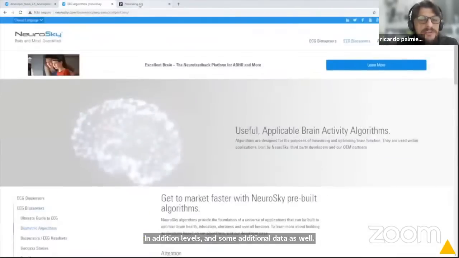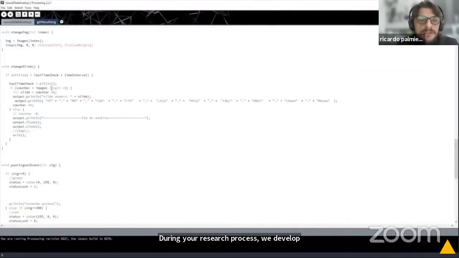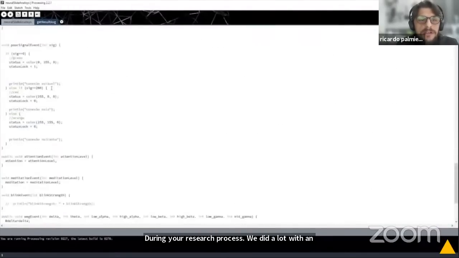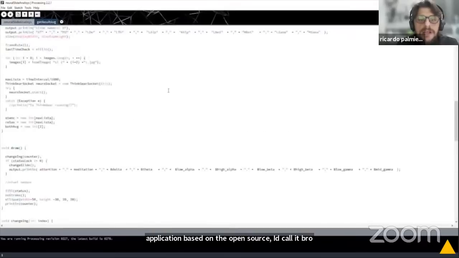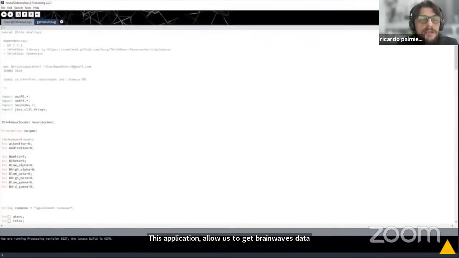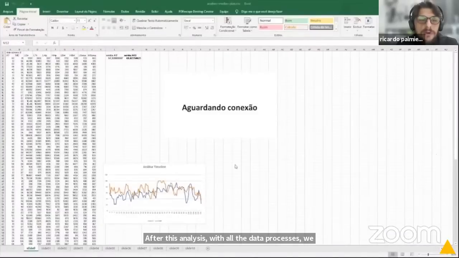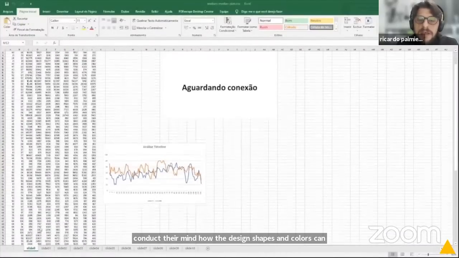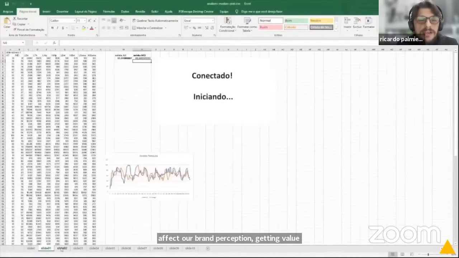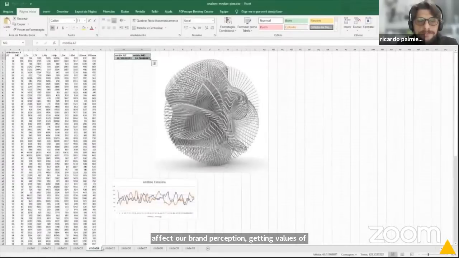During our research process, we developed an application based on the open source IDE called Processing. This application allows us to get brainwave data in a determined time range, while static renderings of architecture projects are exhibited on a large LED screen during 7 minutes. After this analysis, with all the data processed, we can determine how the design, shapes, and colors can affect our brain perception, getting values of relaxation and anxiety for each 3D render.